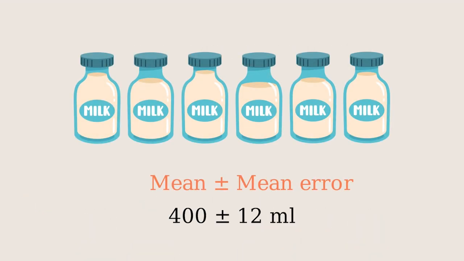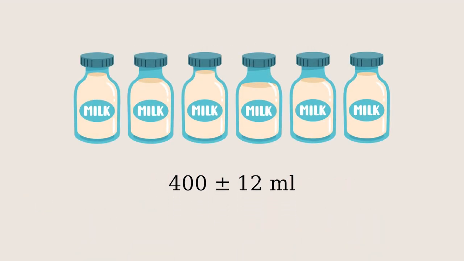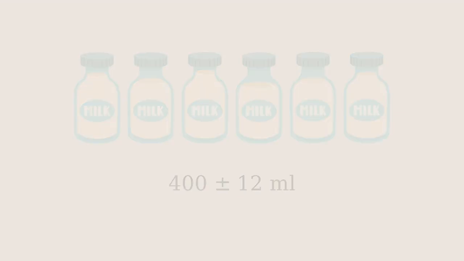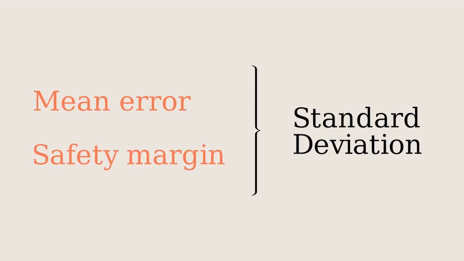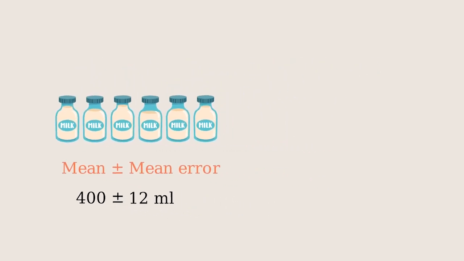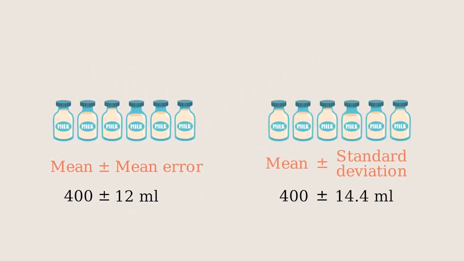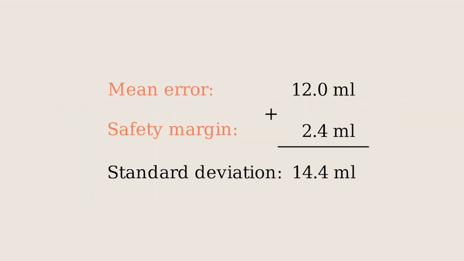But is the error from 8 bottles a reliable representation of the machine error across thousands of bottles per day? To try to answer this question, we use the standard deviation. The standard deviation is a combination of the mean error plus a safety margin. In our example, with 8 bottles, the mean error is 12, but the standard deviation is 14.4. So the mean error is 12 and the safety margin is 2.4 ml.